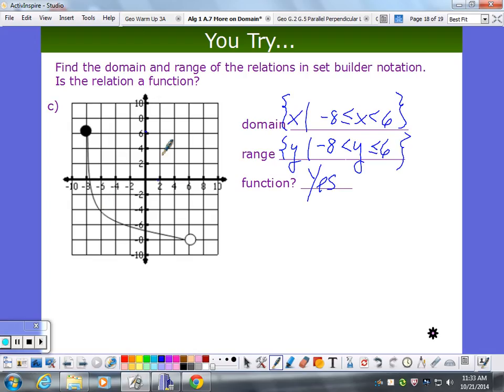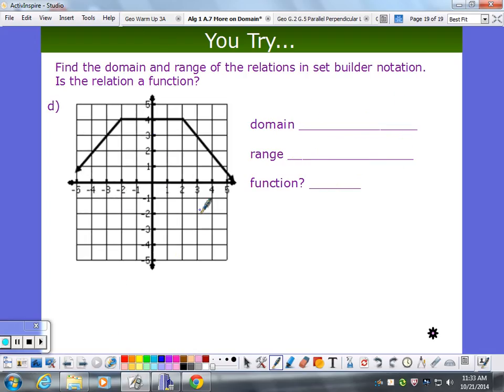Okay, look this way, look that way. Last good example I have here, is this a function? Yes. How come, Cole? Because I'm going to use that vertical line test. Remember, don't give me that as your reason. Every input has one and only one output.